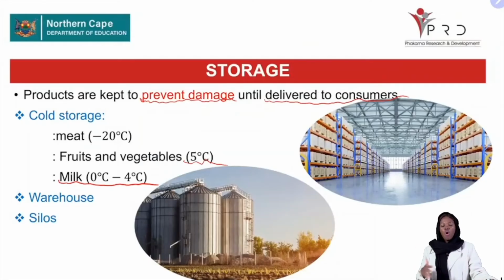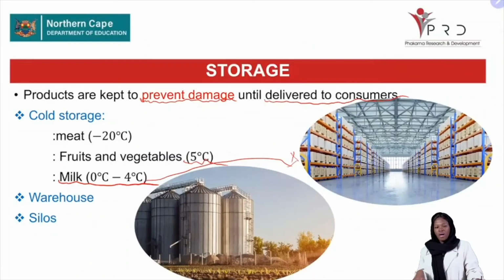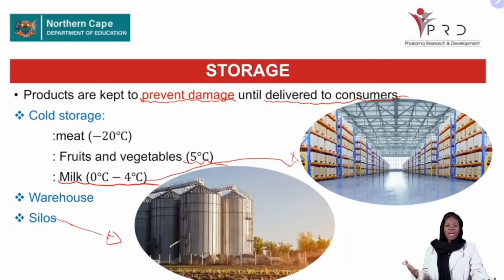And another way of storing agricultural products, we can use the warehouse, where agricultural products are stored in bulk or in large quantities before they are transported to consumers. And this is the best example of our warehouse, where agricultural products are stored in bulk or in large quantities. And the last one, we can use the silos, where we have our tall tunnels, where we can store grains or we can store maize before we even transport or deliver them to our consumers.